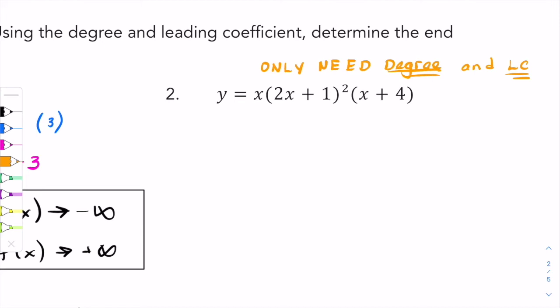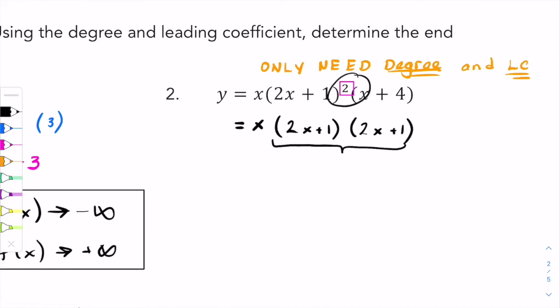of every factor. Now, before I do that, we do have to recognize that we have one exponent of 2. If you have an exponent of 2, that's telling you to use that factor twice. So I'm going to rewrite this as x times 2x plus 1, and because this exponent is 2, I'm actually going to write 2x plus 1 times 2x plus 1. We used this factor twice. And my last factor is x plus 4.